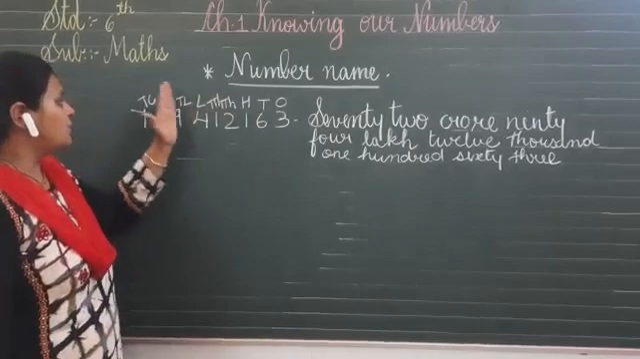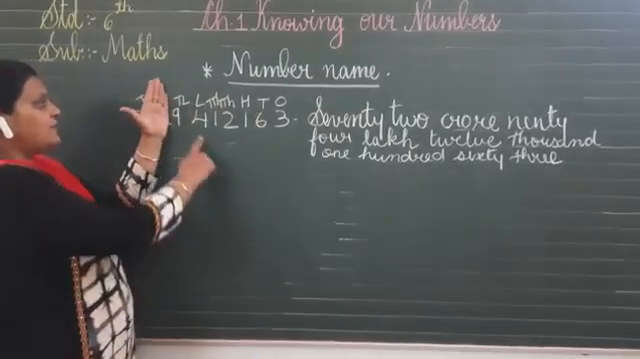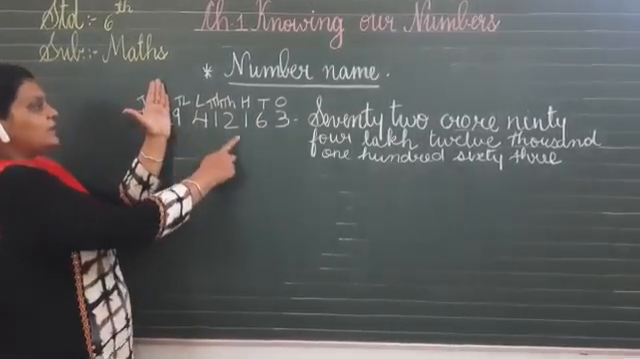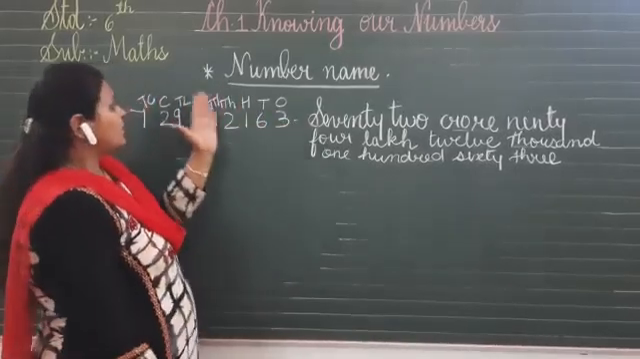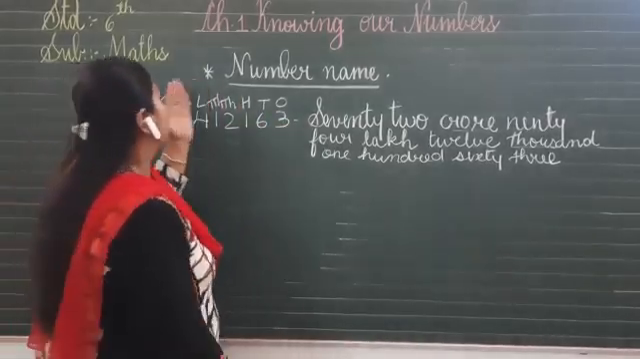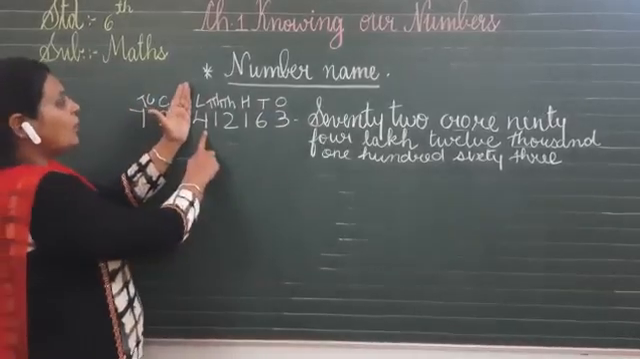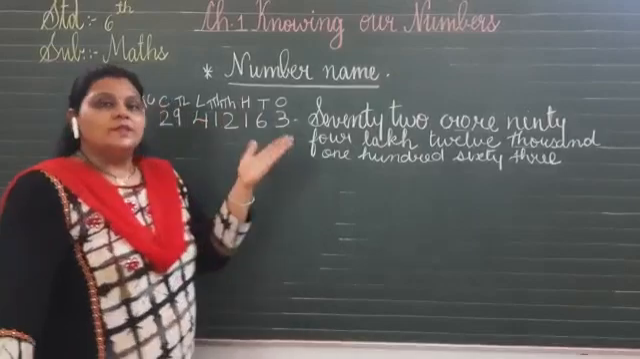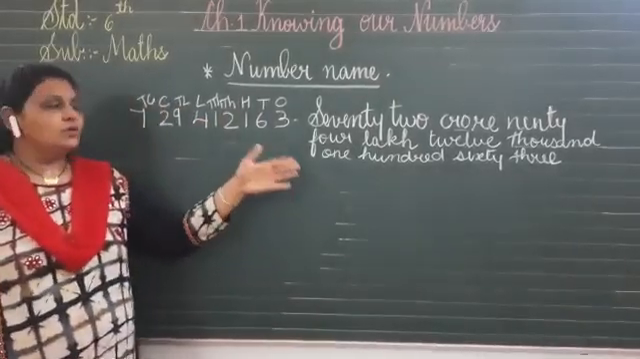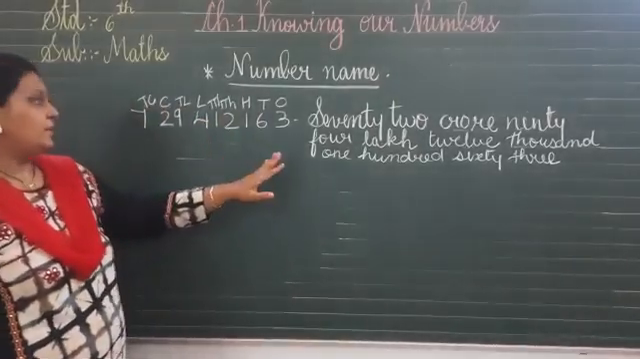Suppose it is of 7 digits, then we have to start from 94,12,163. Suppose it is of 6 digits, 4,12,163. This is the way we have to write the number.